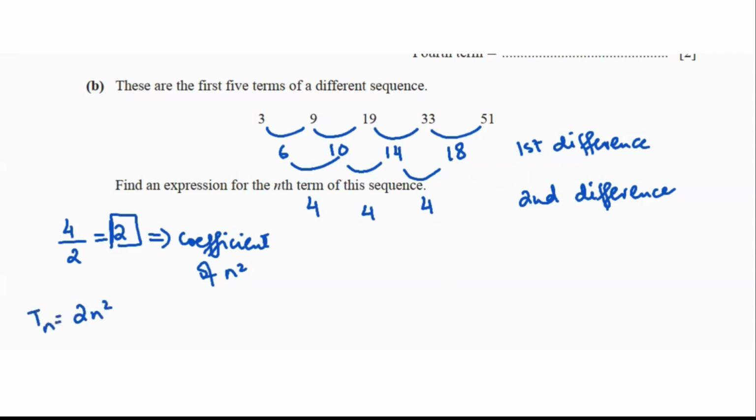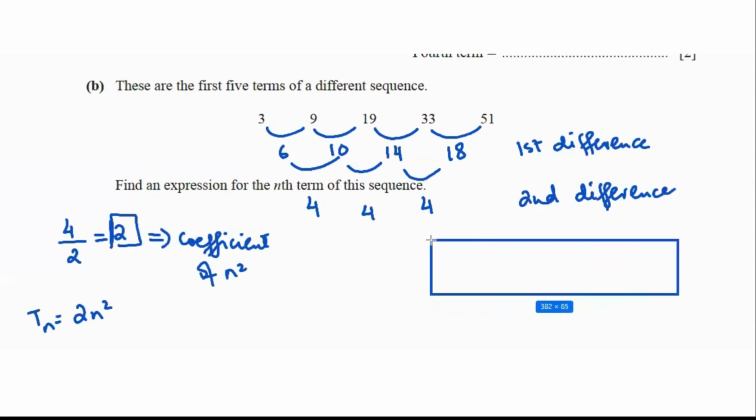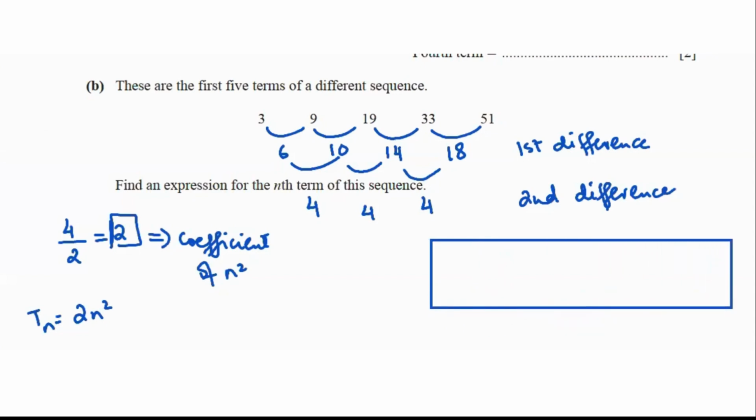So now if you make a table for 2n squared and the sequence that we have, we know that with 2n squared, the first term is going to be 2. The second term is going to be 8 because 2 squared is 4 and 4 times 2 is 8. Third term would be 3 squared times 2, which is 18. And fourth term would be 4 squared, 16, times 2, which is 32.